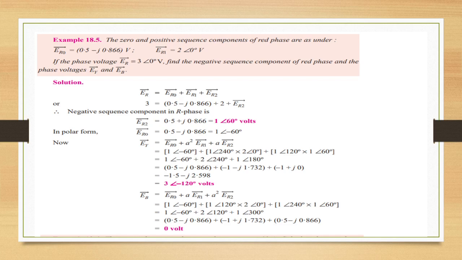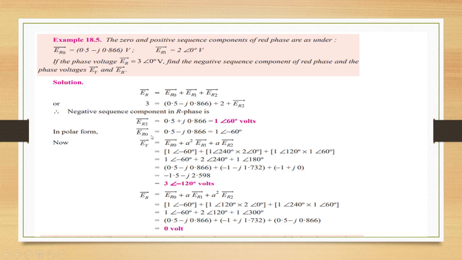ER is equal to ER0 plus ER1 plus ER2. ER is given as 3. ER0 is 0.5 minus j0.866. ER1 is 2 and ER2 we don't know. So the negative sequence component in red phase, ER2, is 0.5 plus j0.866, that is 1 angle 60 degree volt.